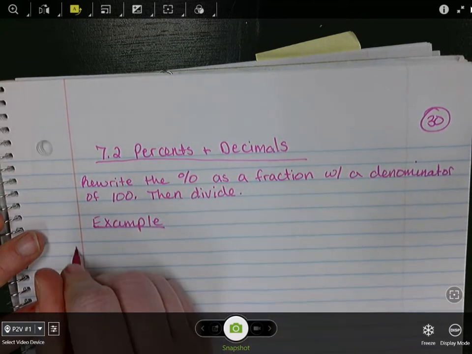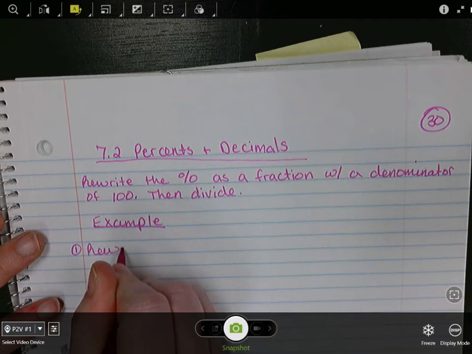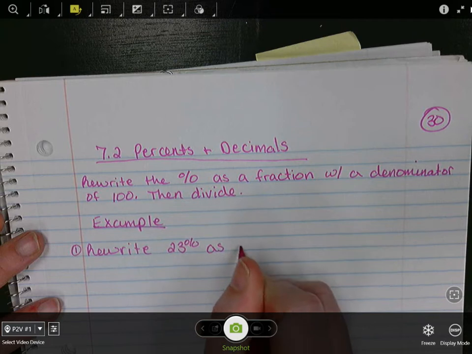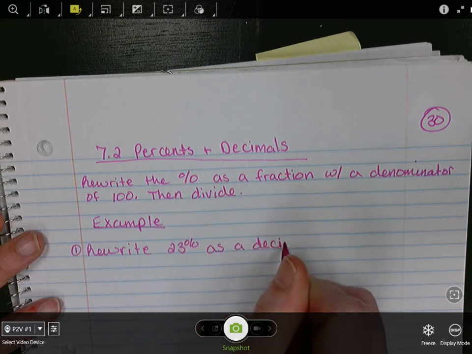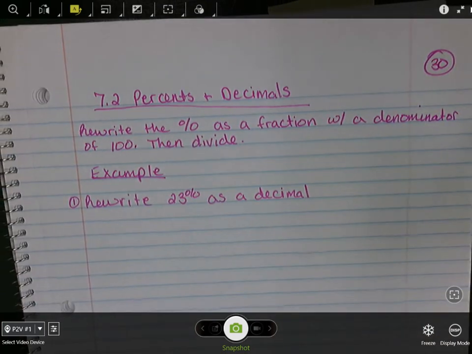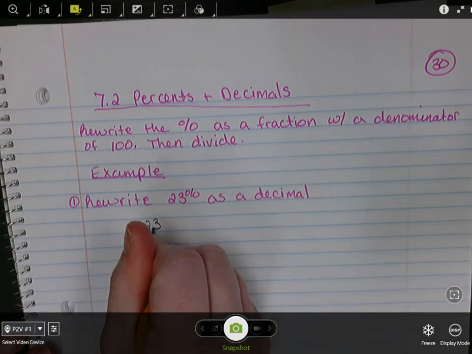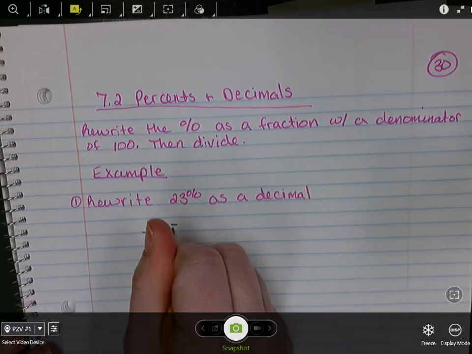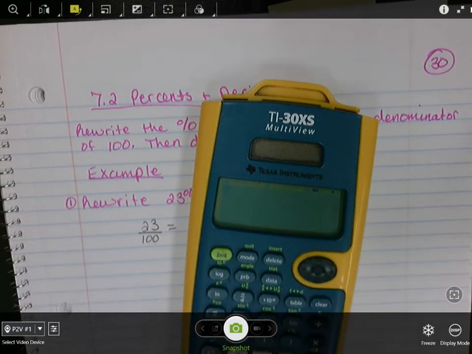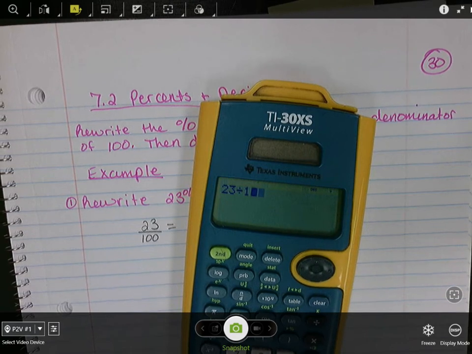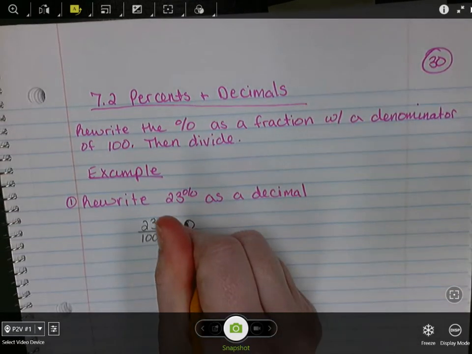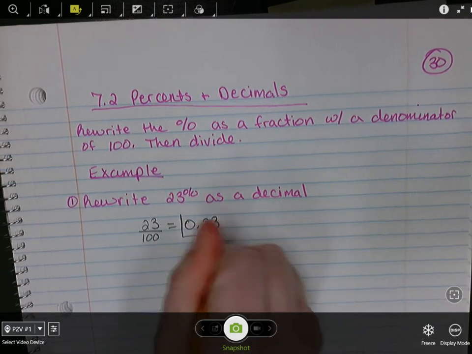Let's say we want to rewrite 23% as a decimal. Okay, so what you're going to do is you're going to take 23 and put it over 100, and then you're going to take your calculator and you're going to do 23 divided by 100, and that's 0.23. And that's our answer.